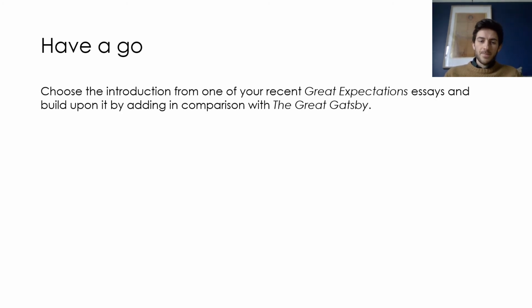So, you're going to have a go. And you're going to have half term to do this as well, so you'll have 2 weeks to really get into this. And I can give you some options. So here they are. One way to do this is to choose the introduction from one of your recent Great Expectations essays, and you're going to build upon it by adding in a comparison with Great Gatsby. So you've recently written essays about wealth and status, mysterious individuals, settings, all sorts of different things. You can now build upon what you've got as a starting point and add in the Great Gatsby as a point of comparison.